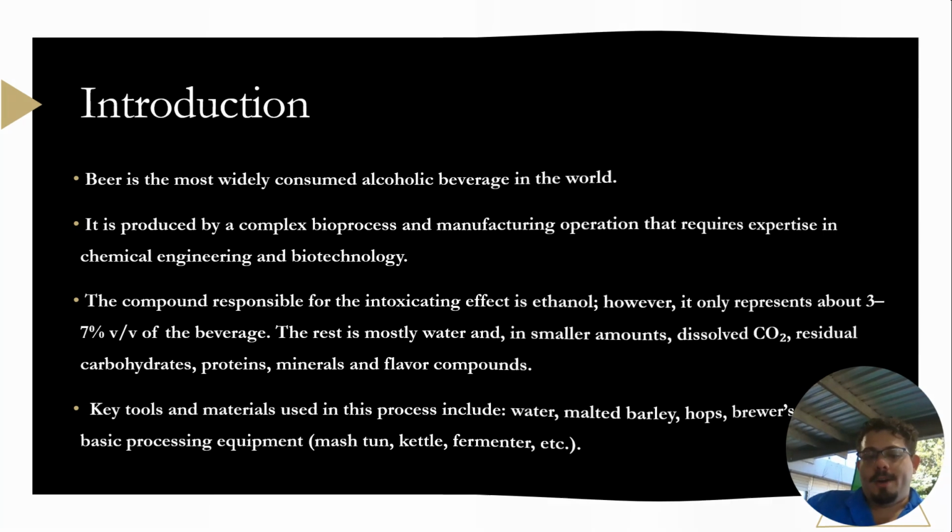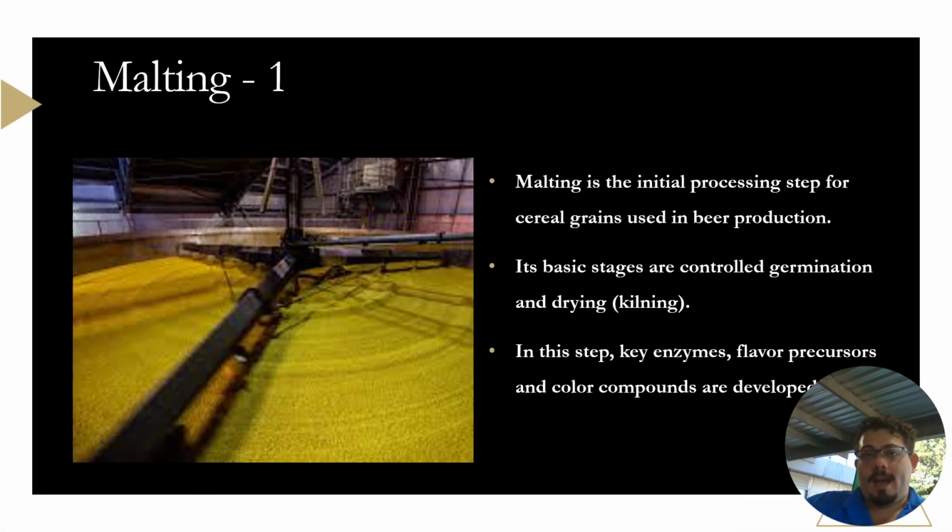Now we're gonna start giving a description of each of the unitary steps of the process. Step one will be malting. What is malting? Malting is the initial processing step for cereal grains used in beer production. Its basic stages are controlled germination and drying, also known as kilning. In this step, key enzymes, flavor precursors, and color compounds are developed.